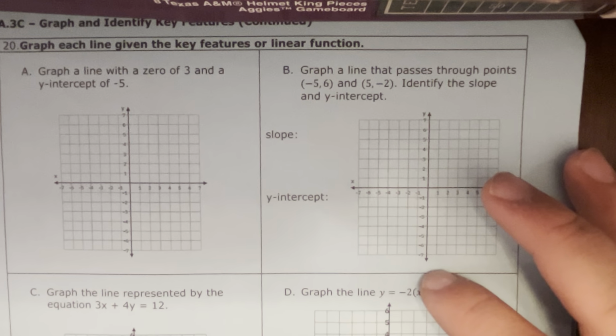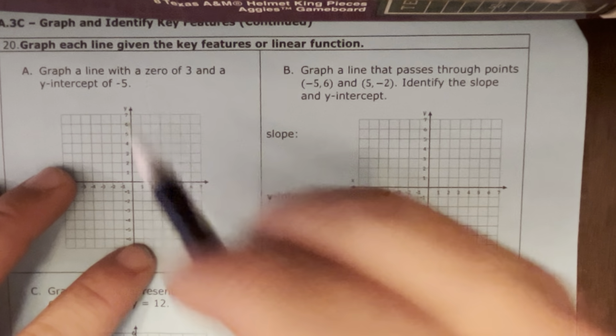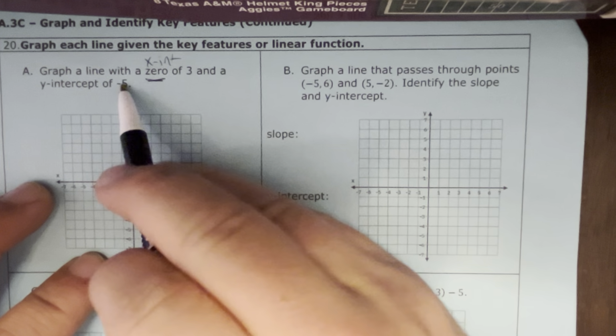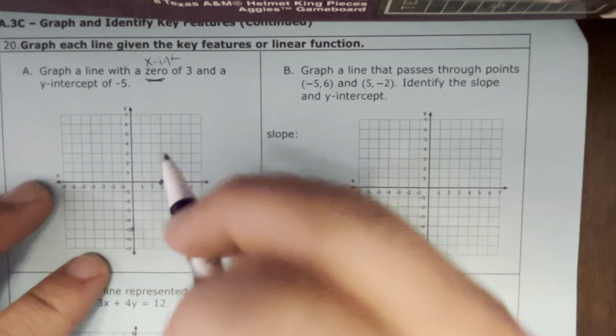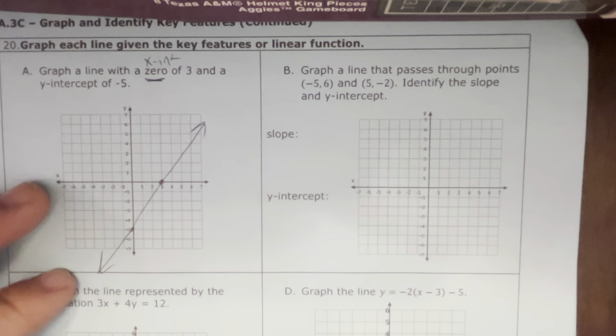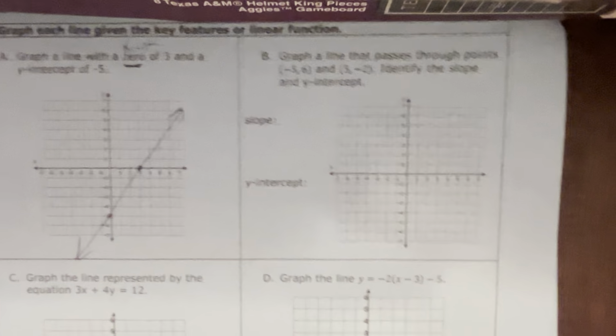All right, going on to number 20. Graph a line with a zero of 3. Again, that's an x-intercept. So an x-intercept of 3 and a y-intercept of -5. X-intercept of 3, y-intercept of -5, and then we'll make that line as best we can. It could be helpful to use a ruler, or you can try to freehand it like I did.